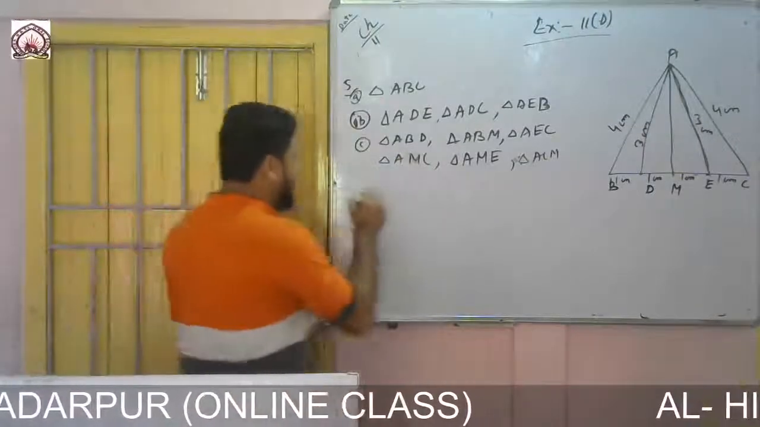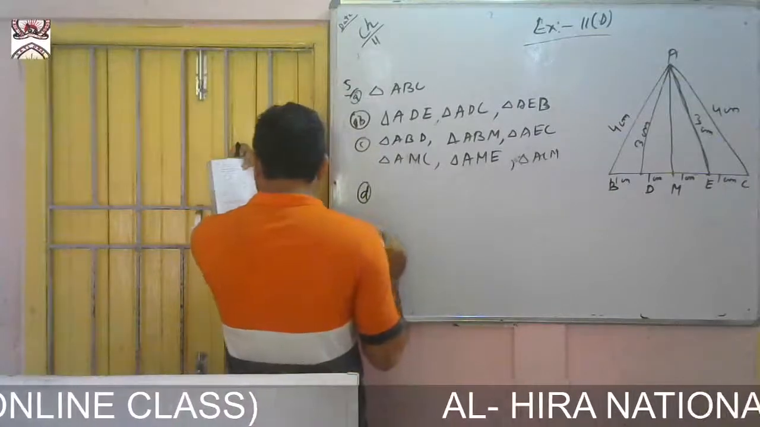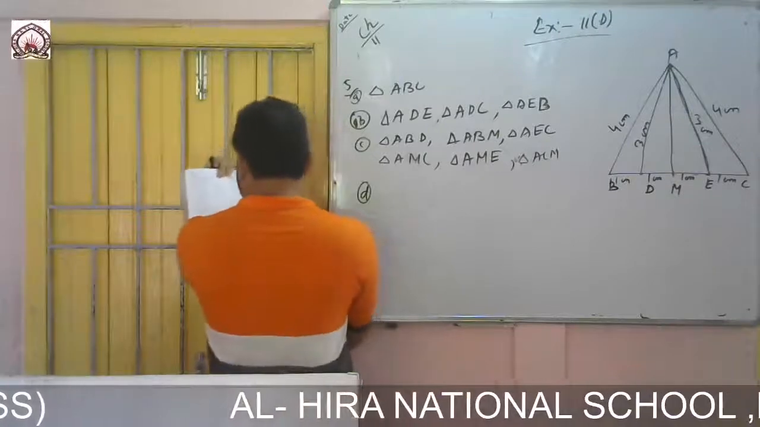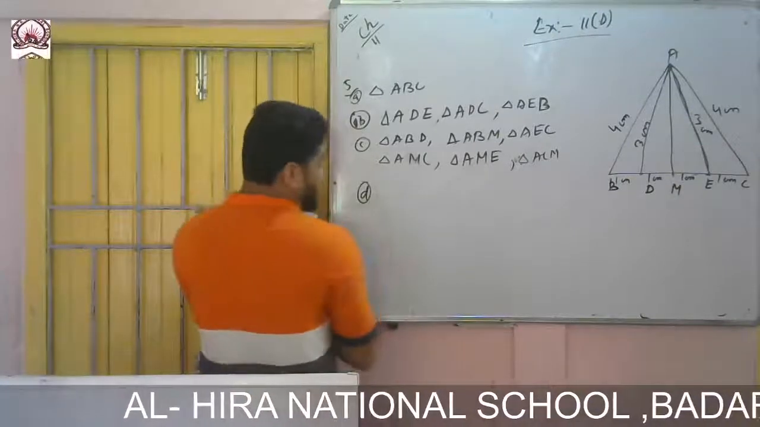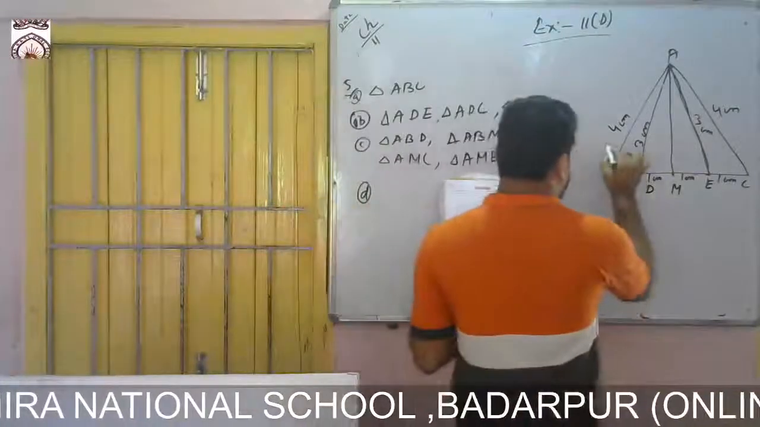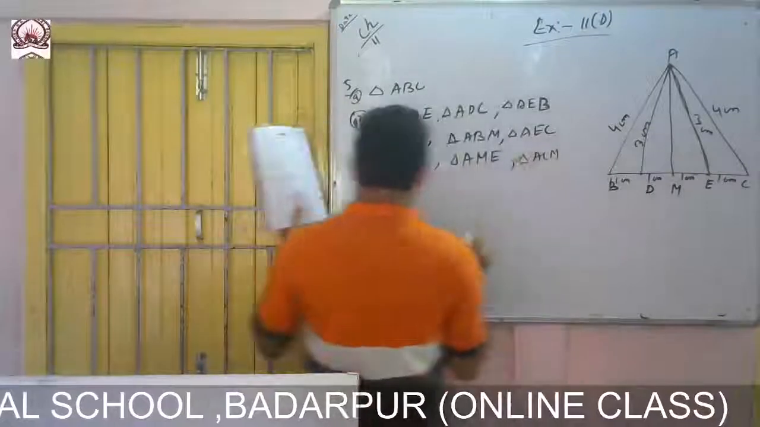So now come to question number D. What is there? Name the acute angles. Acute angles, that means what? The angles whose measures are less than 90 degrees. So this will be an acute angle, because if I draw 90 degrees here, it is less than 90 degrees. So like this. How many acute angles are there?